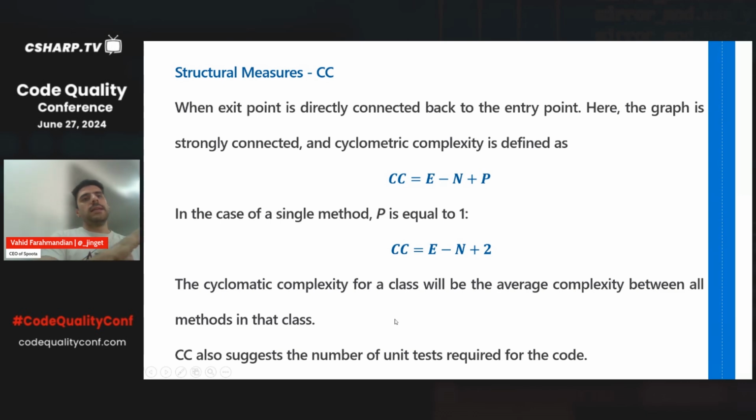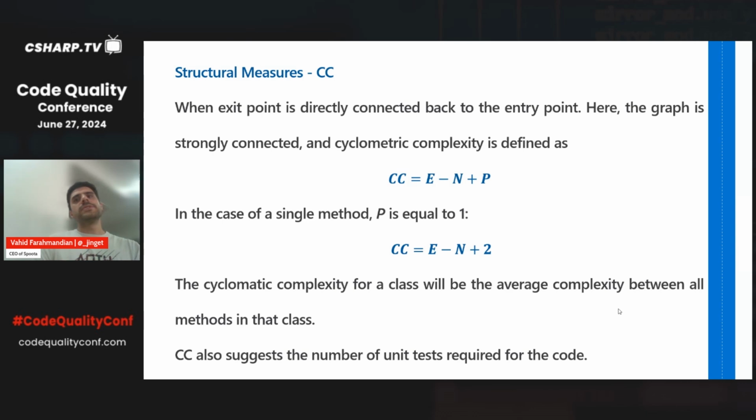About calculating the cyclomatic complexity in a class, we can use the average complexity between all methods in that class. That's how we can calculate code complexity in a class. Okay, and the final point to note is the use case of the cyclomatic complexity, I mean where it can help out.